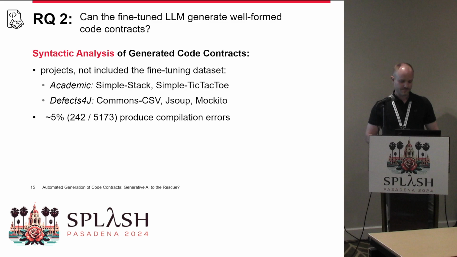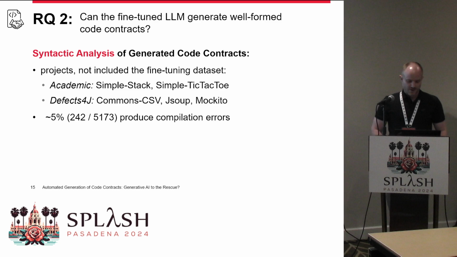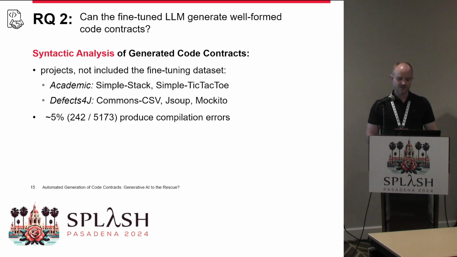So the second question that we ask here is how well-formed are our code contracts that are generated by the LLM, and therefore we did a syntactic analysis, and we took therefore some more projects that are actually not included in our dataset. Some of them are coming from our courses where we also teach design by contract. Some of them, maybe you know the Defects4J benchmark. And then we generated our contracts on them and checked if we put them into the compiler, if they compile. And we saw that from these over 5,000 ones, we had around 5% of annotations which produce compilation errors.